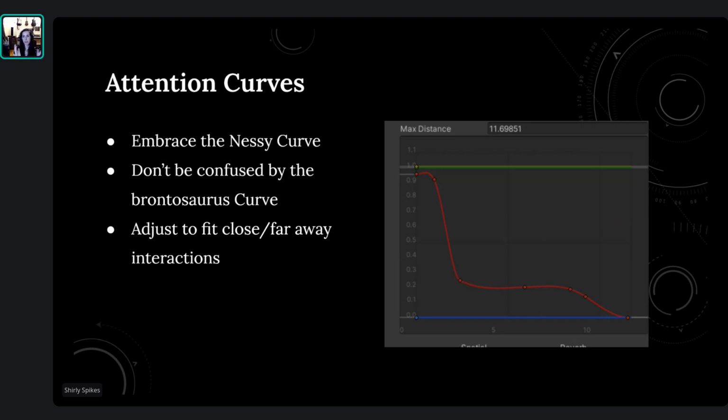Attenuation curves. We usually start with something that looks like this. We call it the Nessy curve. Some people, I'm not going to name them right now, but from some companies, decided to call it the brontosaurus curve. But you guys are all smart and you can see that it looks like the Loch Ness monster, right? It looks nothing like a brontosaurus curve. So feel free to make fun of people for calling it the brontosaurus curve. Anyway, the idea is that you start with this type of curve and then you start adjusting it.